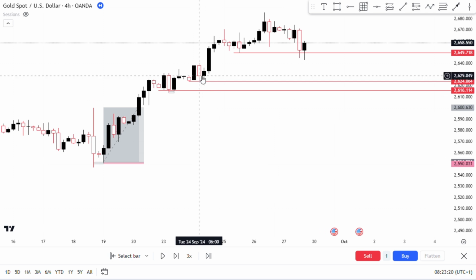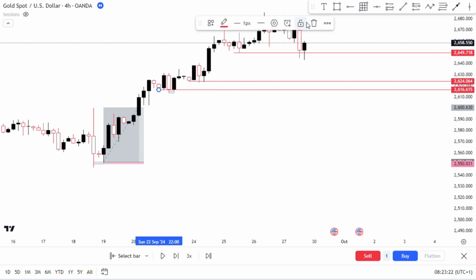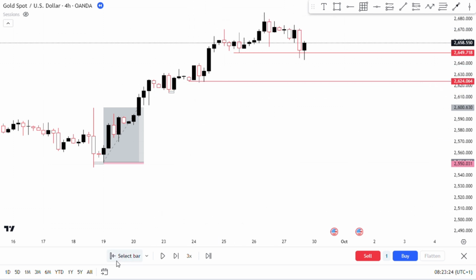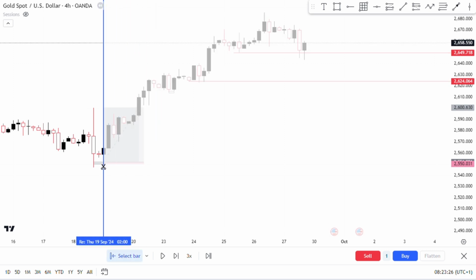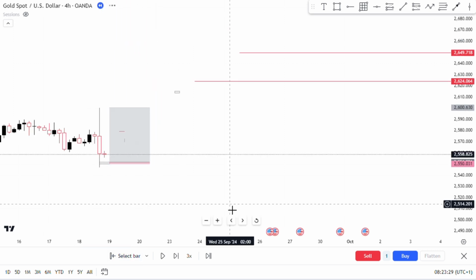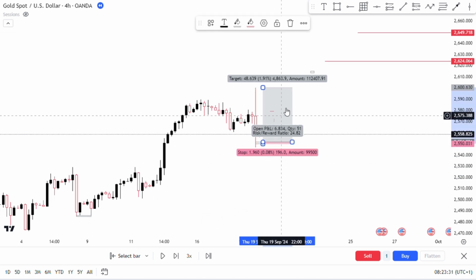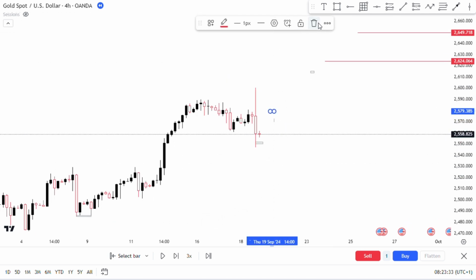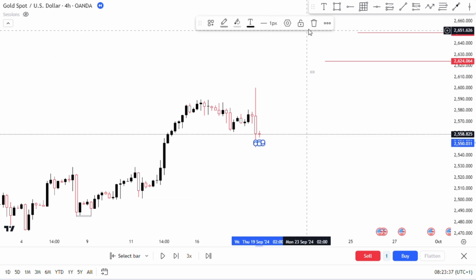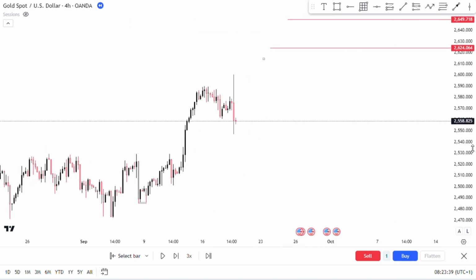I think I should use the replay bar. Let me delete all this. Let me make use of the replay bar. Let me delete this, then delete all these lines right here. Delete it. So right now price ended up coming all the way down.